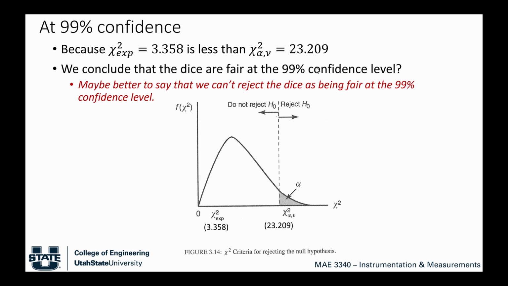Can we conclude that the dice are fair at the 99% confidence level? The answer is we cannot reject the dice as being fair at 99% confidence. So we cannot reject that null hypothesis.